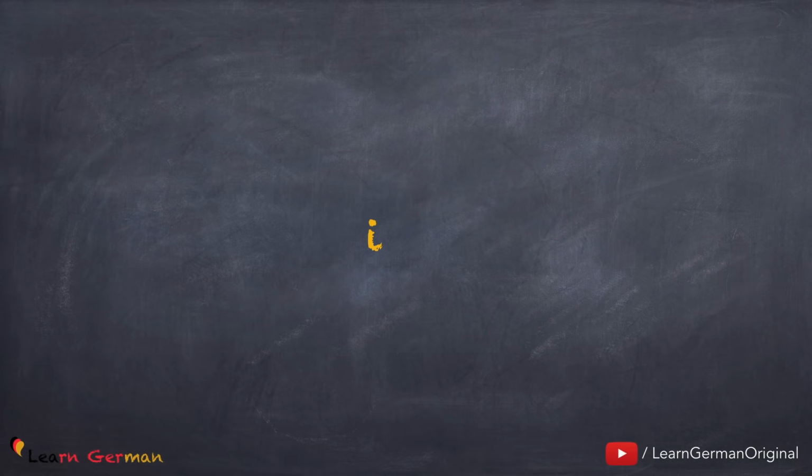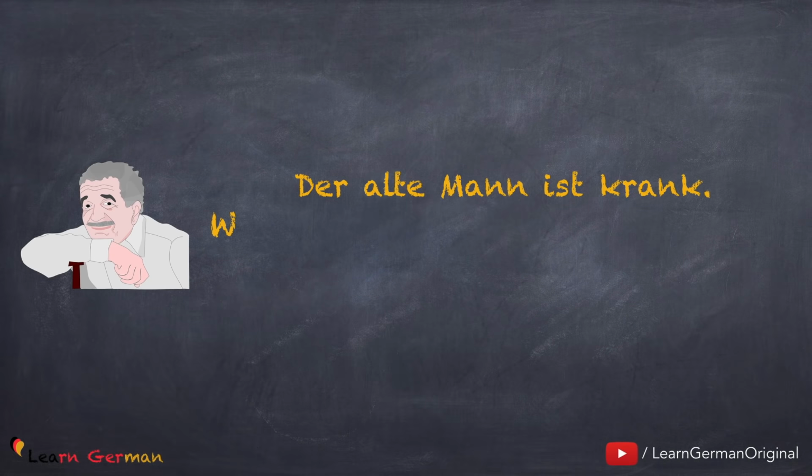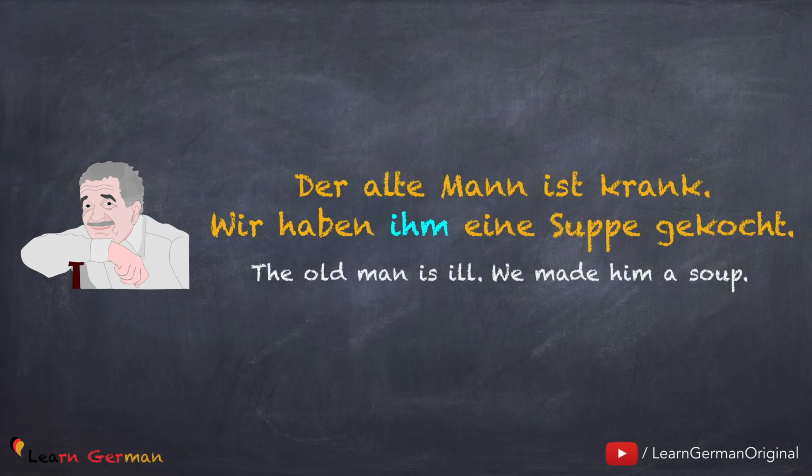Now let's move on to the cases where we can use ihm. Ihm is a dative personal pronoun used for third person masculine in singular. Der alte Mann ist krank. Wir haben ihm eine Suppe gekocht.